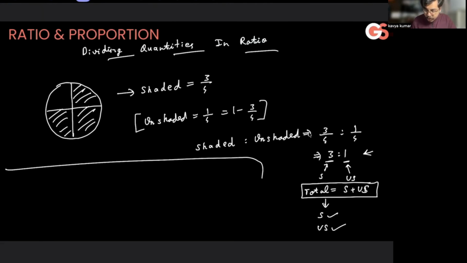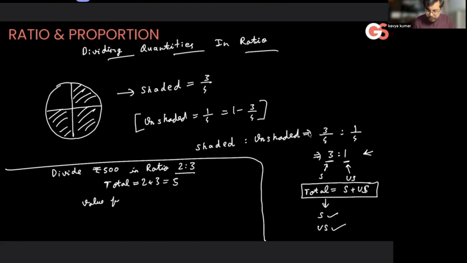So once you understand this, let's take another example: divide rupees 500 in the ratio 2 is to 3. When we say I have to divide 500 in 2 parts, which is 2 is to 3, what is the total part? Total is 2 plus 3, which is 5.